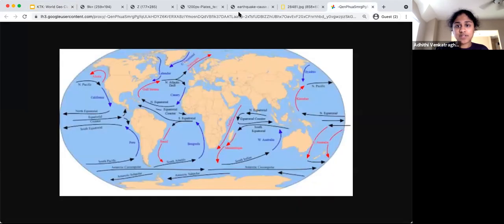So I'll let you take a look at this one for one more second. Just think about those ocean currents, look at the colors and which ones are hot, which ones are cold, and then we can start moving on.